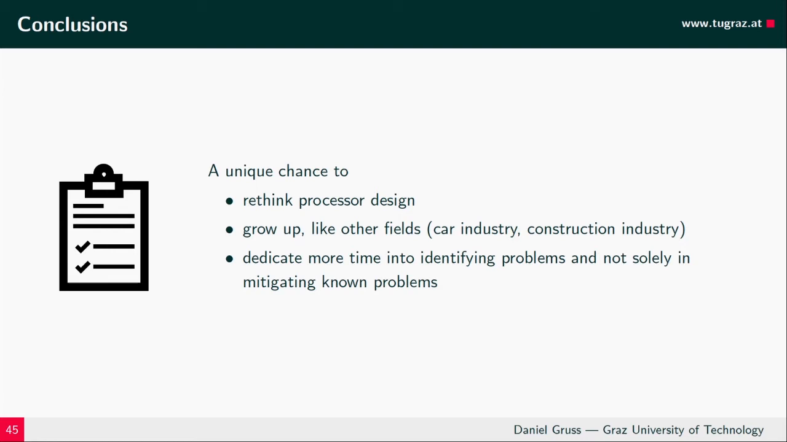And also, how did something like Meltdown or Spectre go unnoticed for 20 years? That's also quite impressive, right? Maybe we invested too much time into mitigating known problems and too little time into identifying unknown problems. So probably we should also invest a lot more time into investigating what other attacks there are, what other attacks are possible. And with that, I would like to close, and I'm open for questions.